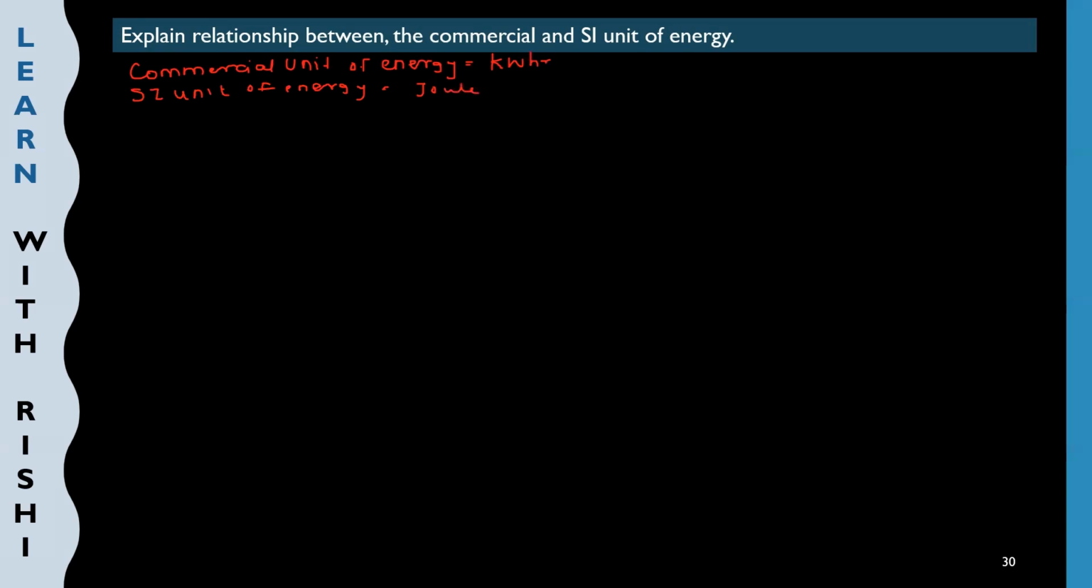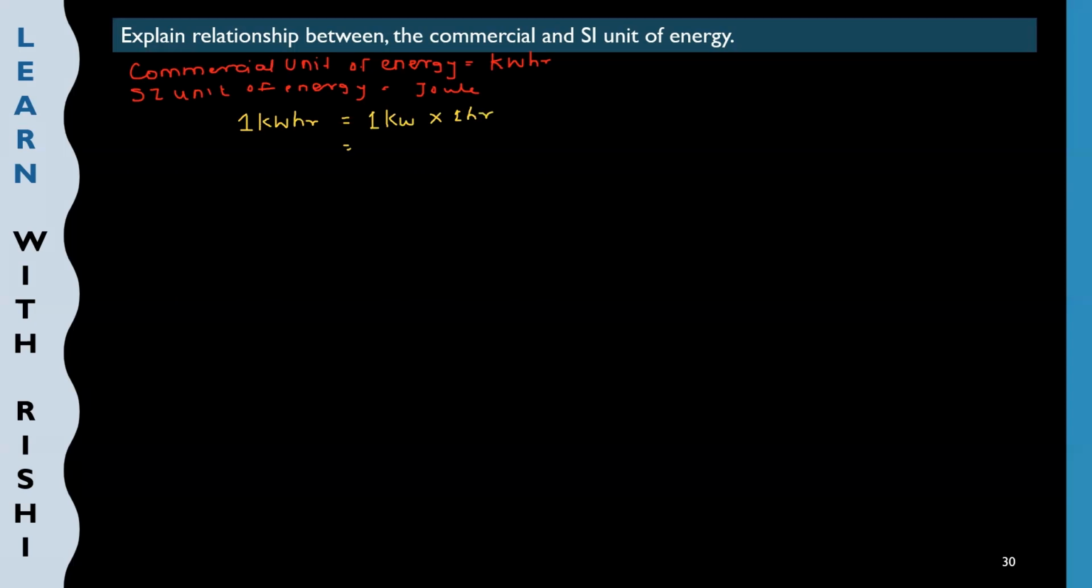Okay. Now we have to explain the relationship between both these units. So first I will take kilowatt hour. Since this is not an SI unit, I will have to convert this unit into the SI system. 1 kilowatt hour. This is kilo, K for kilo, W for watt, and HR for hour. This has two terms. One is kilowatt and another term is hour. So I will split this into 1 kilowatt into 1 hour.